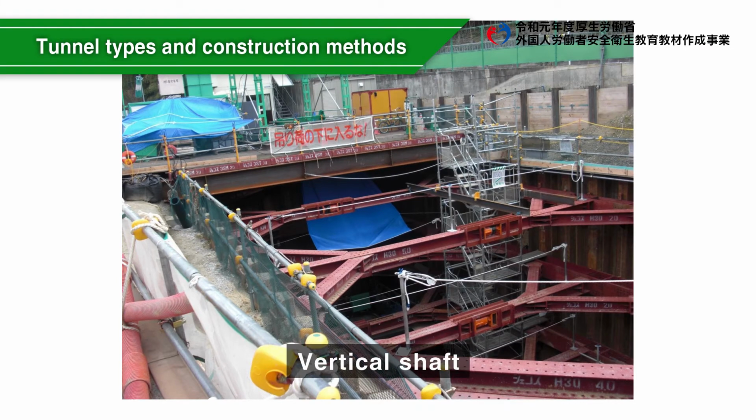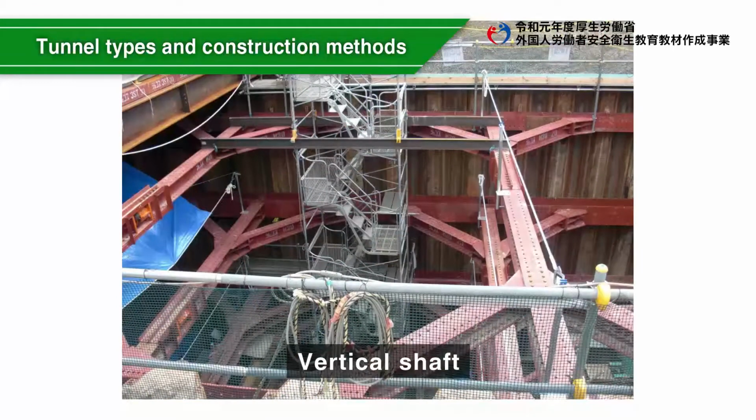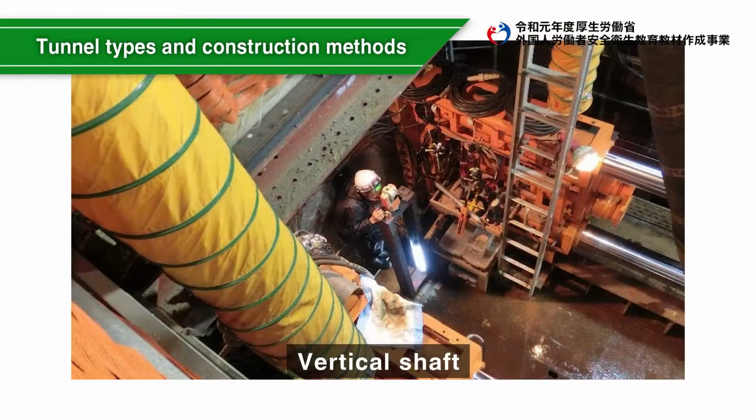Vertical shafts are built as a part connecting the tunnel base under construction and the ground. After construction is complete, vertical shafts are used for various purposes such as basements and ventilation towers.